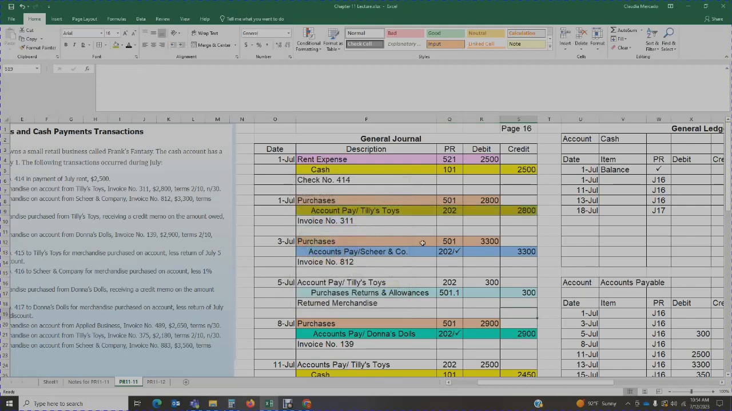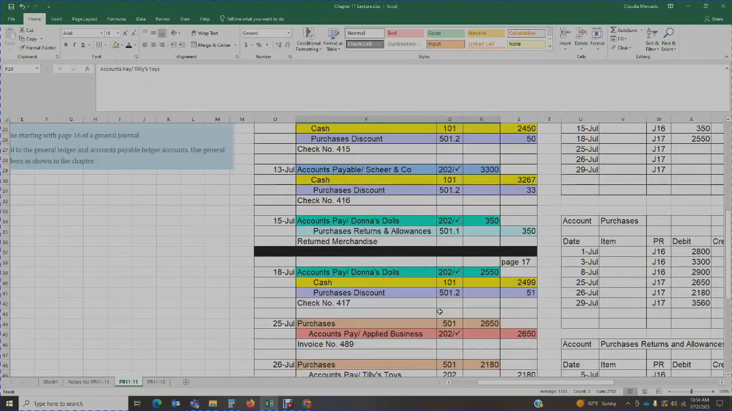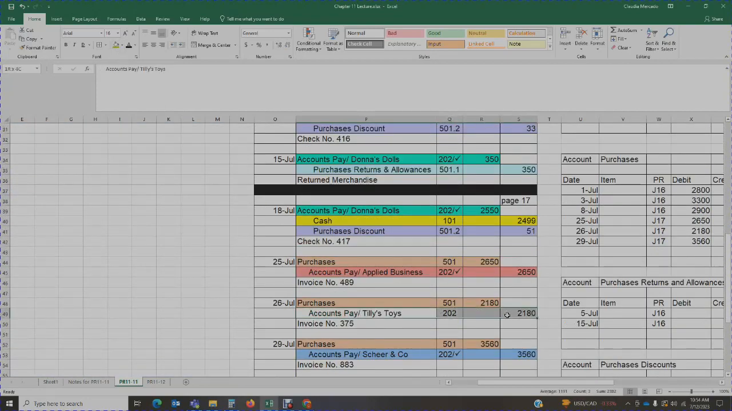Okay, so we've got accounts payables, Tilly Toys 1. We've got 2 entries, 3 entries, 4 entries to Tilly's Toys. Okay.